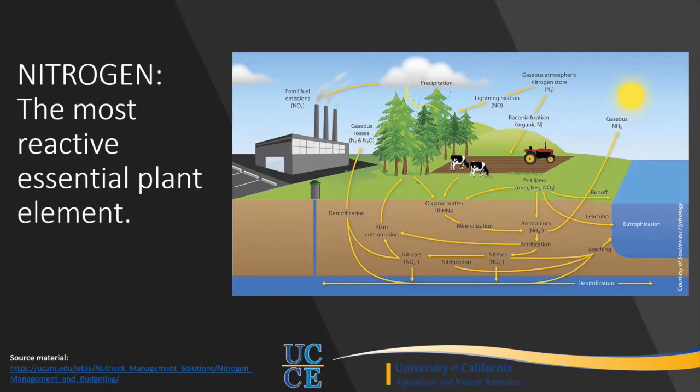And then if you notice in the very center of the graph, the process labeled mineralization, that's the conversion of organic forms of nitrogen into ammonium, which is usable by plants. But what's not depicted here is a process that we call immobilization, which is just the reverse of mineralization, where a previously plant available form of nitrogen, such as ammonium, is consumed by microbes and bound up within their microbial bodies and now not available to plants.